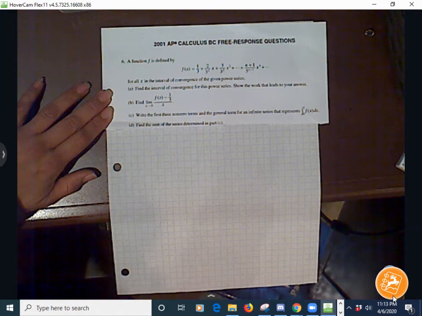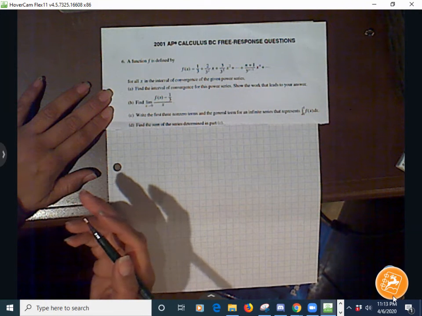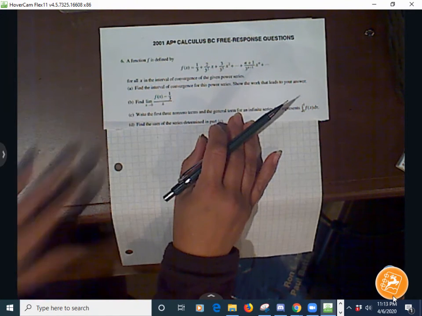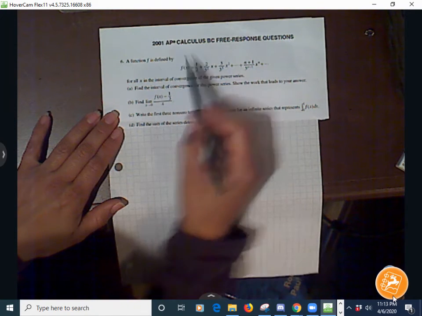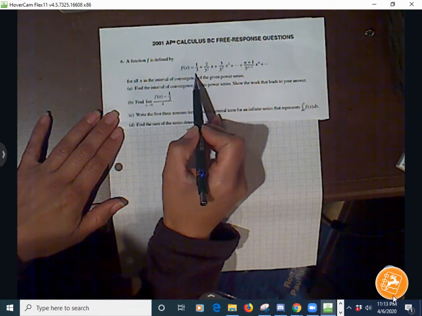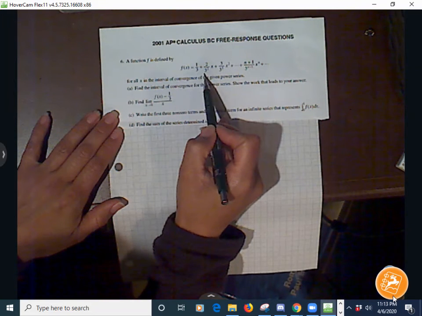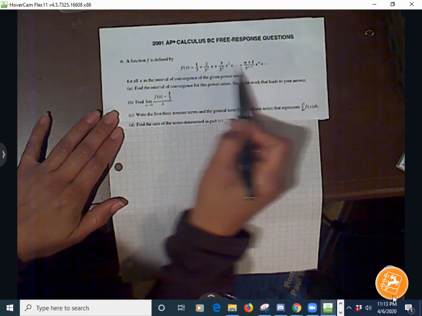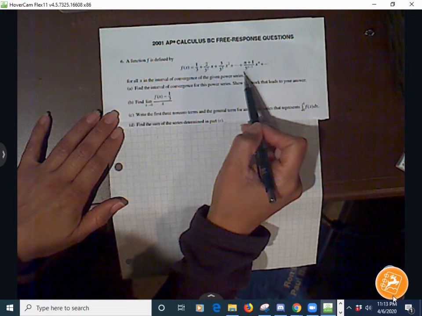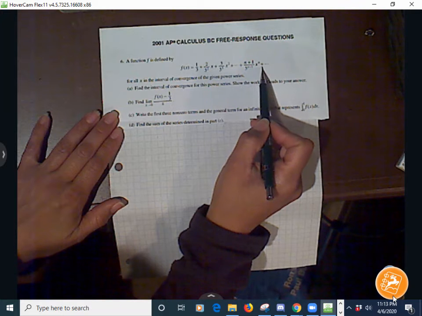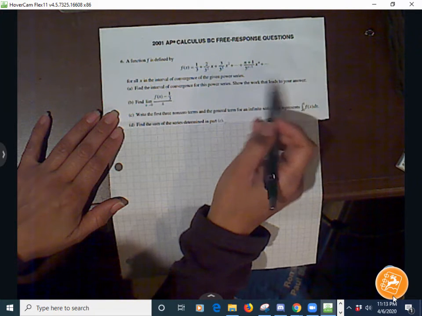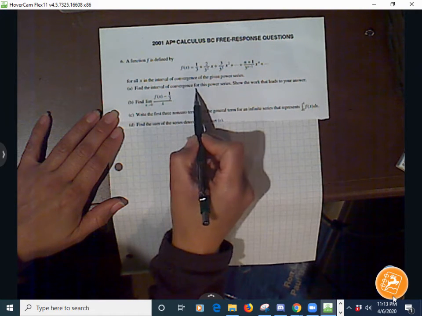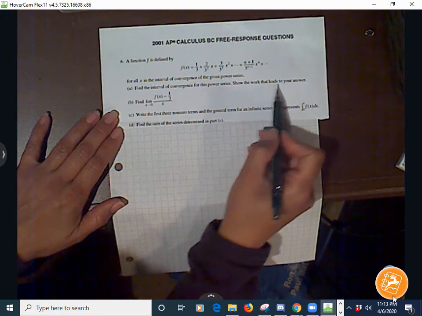Now, I know my optics are not very good, so I hope maybe you can refer back to the document that was sent last week so you can see the problem, but I'll read it to you. So you have f of x, which is 1/3 plus 2 over 3 squared times x plus 3 over 3 cubed times x squared plus dot dot dot n plus 1 divided by 3 to the n plus 1 times x to the n plus dot dot dot. So this is a power series. In part A, it says, find the interval of convergence for this power series. Show the work that leads to your answer.